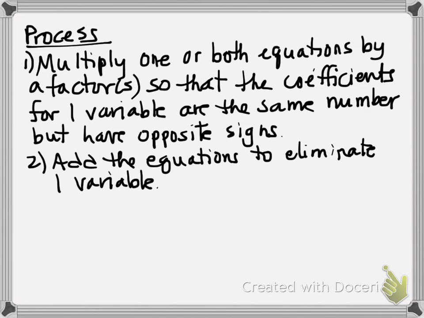Then you take that variable you just solved for, substitute it back into either original equation, and solve for the second variable. And the last and key most thing after you get your ordered pair answer is to check it with both equations to make sure it makes them both true.